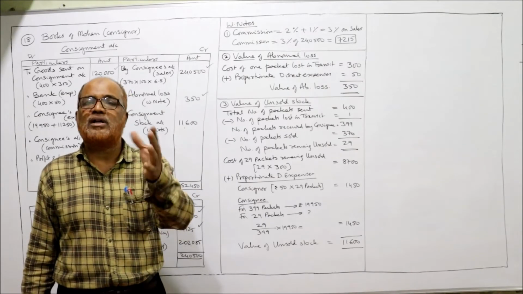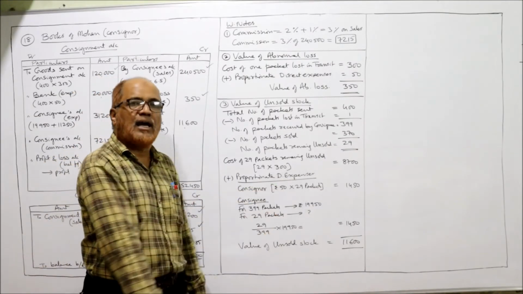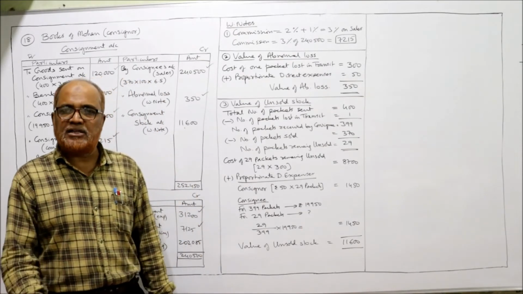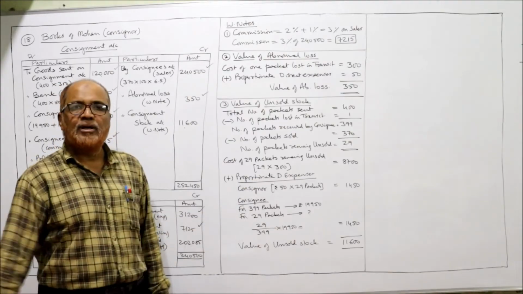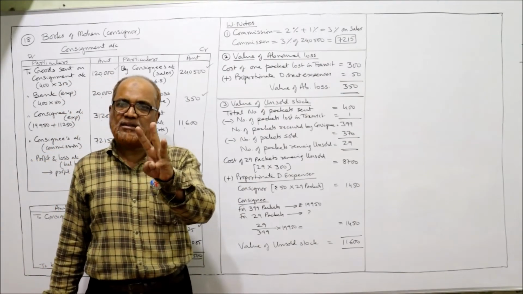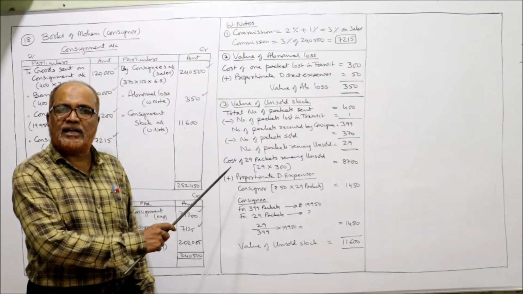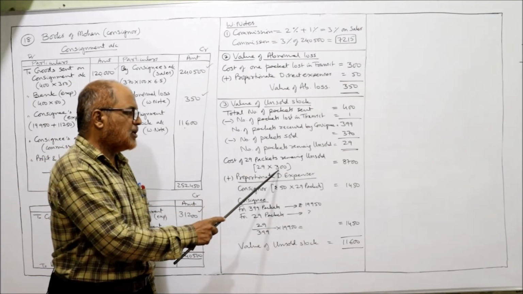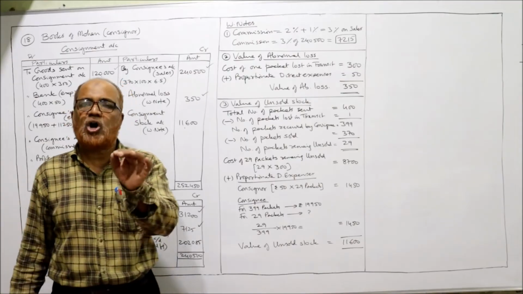We have to find out the value of these 29 unsold packets. So what is the cost price of each packet? It is given in the problem, 300. The cost of each packet is 300. So what is the cost of 29 packets remaining unsold? 29 into 300, 8,700 is the cost.